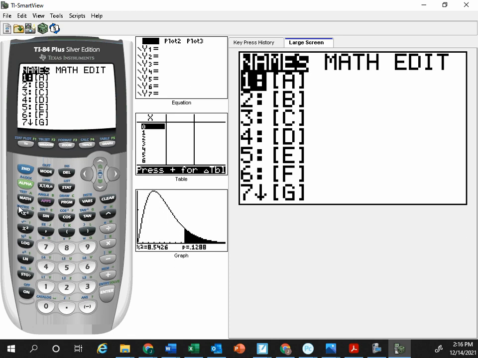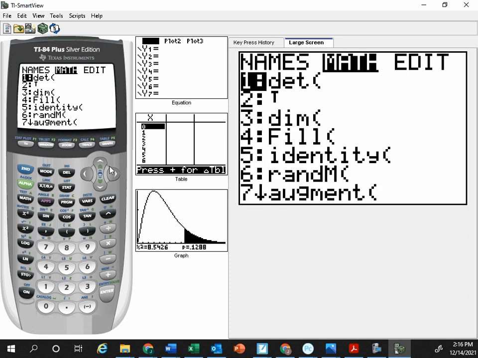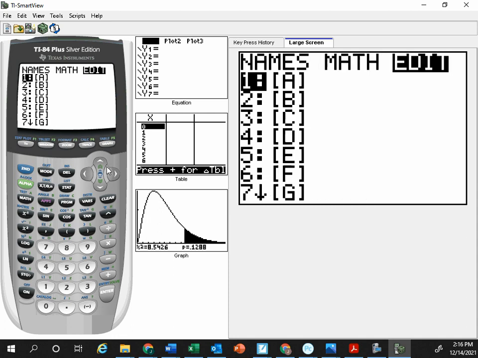Okay. We've got the names of our matrices, which are lovely. We can apparently do math with our matrices. You used to use this all the time, like in Algebra 2, and it's just not taught anymore. So we're going to edit a matrix. We're going to edit matrix A.